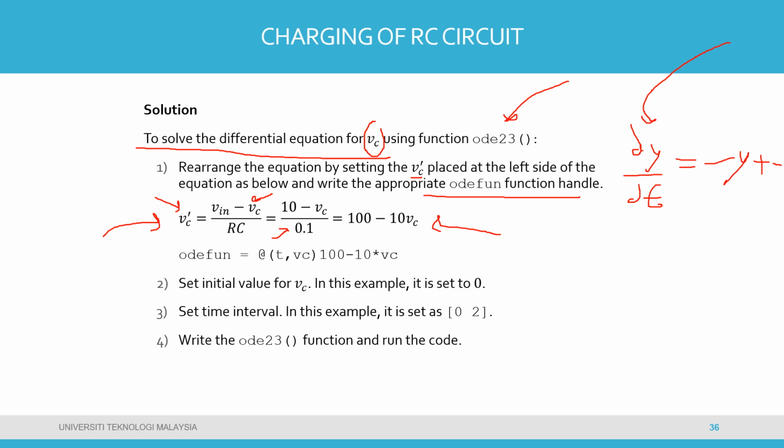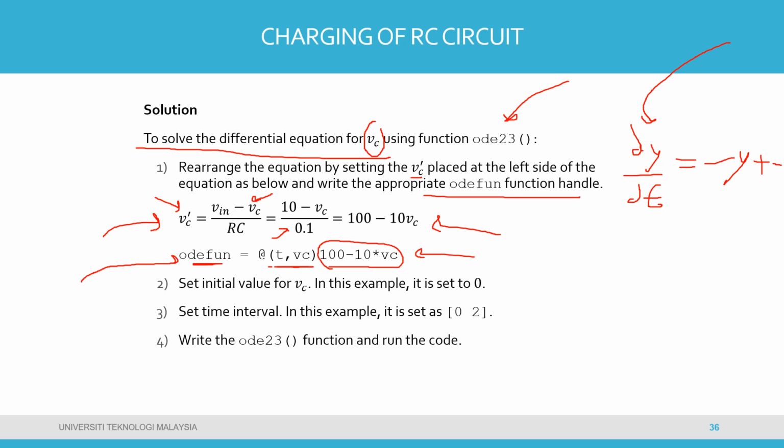So this one is an anonymous function. So remember how to write this. You have to use this one: ODE fun equals to at Tn VC 100, okay, minus 10 VC. Okay, this is the anonymous function. So remember how to write it. Basically you have to add a name here, at Tn VC, and 100 minus this one is the equation itself. So recall back how to do the anonymous function.